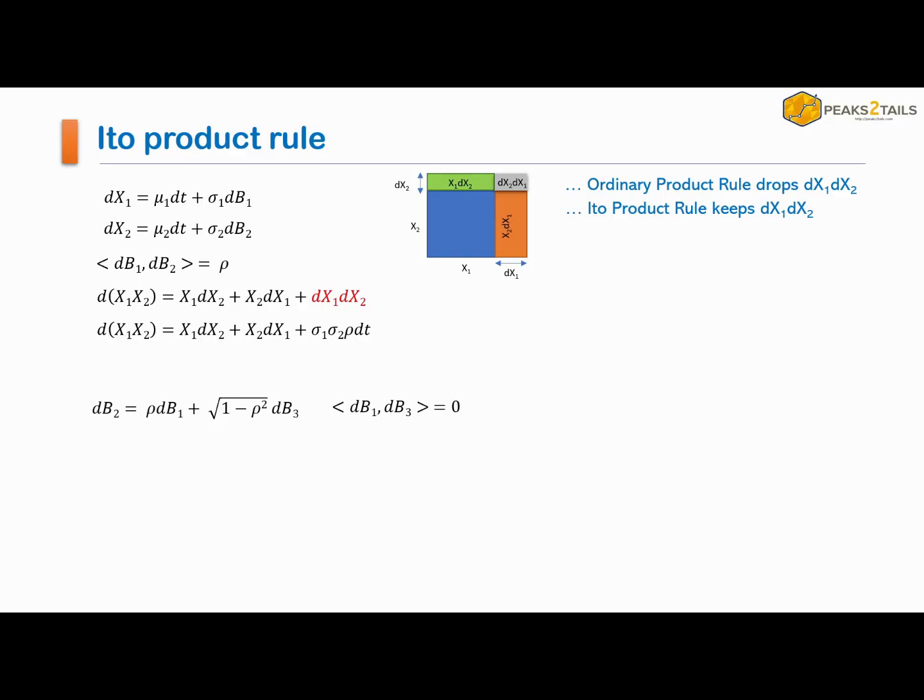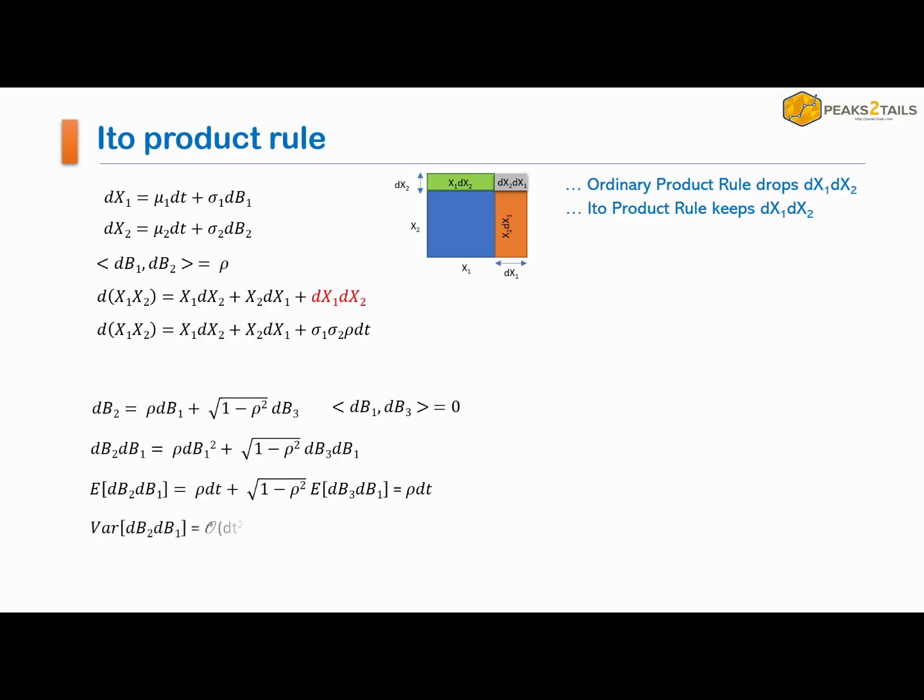So in this expression, we multiply dB1 on both left hand side and right hand side. Then we take expectation. Now rho times dB1 square is rho dt, because dB1 square is dt. And then expectation of dB3 times dB1 is 0, because they are not correlated. So we get the expectation of dB1 times dB2 as rho dt.